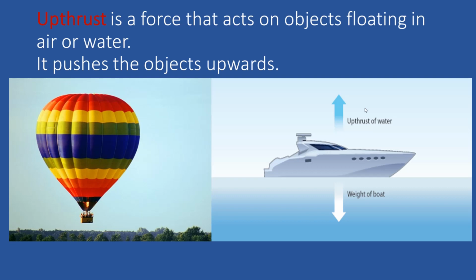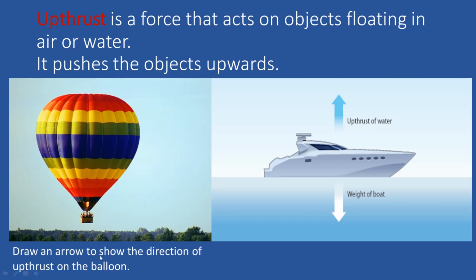So upthrust, I will repeat, is a force that acts on an object floating in air or water. Also air, the same, because the upthrust is exerted when the object is floating in any kind of fluid. So draw an arrow to show the direction of the upthrust on the balloon. I will help you to draw it. It's from the center and going upward, and the gravitational force is going downward, but the upthrust is going vertically upward.